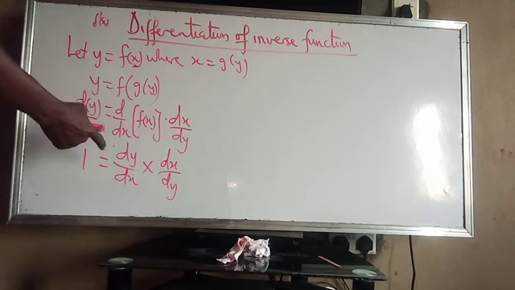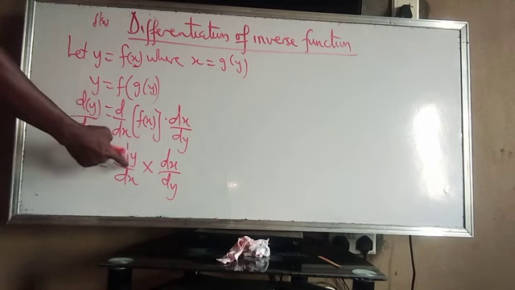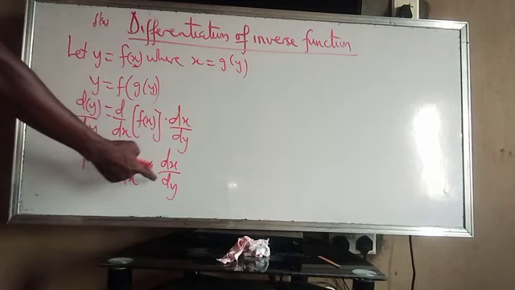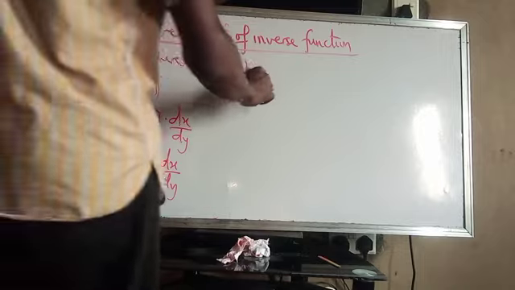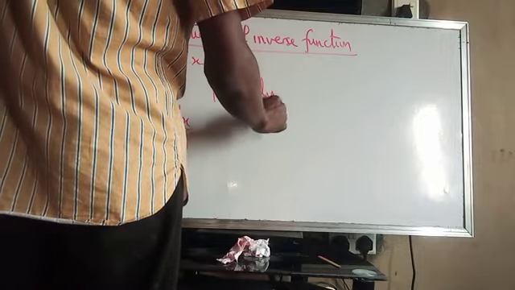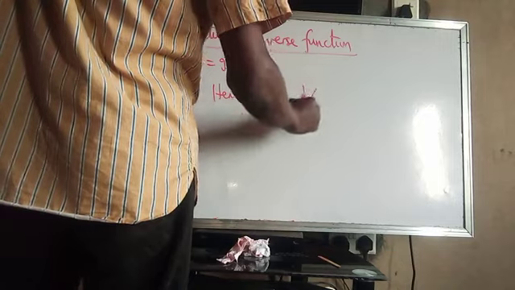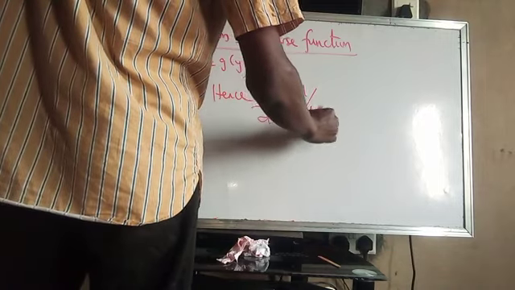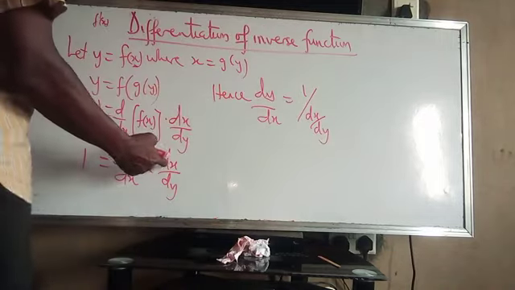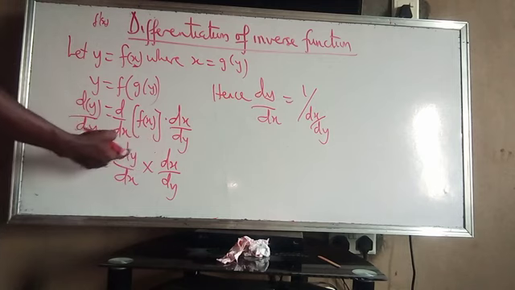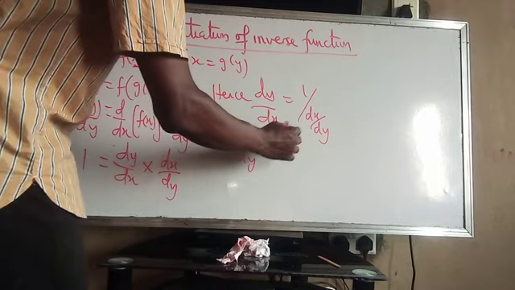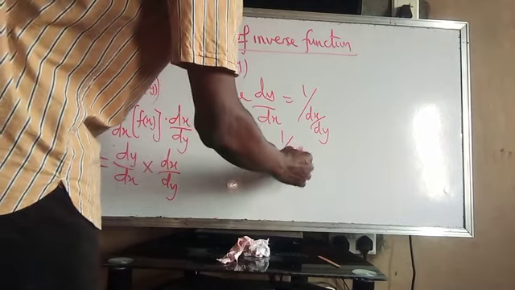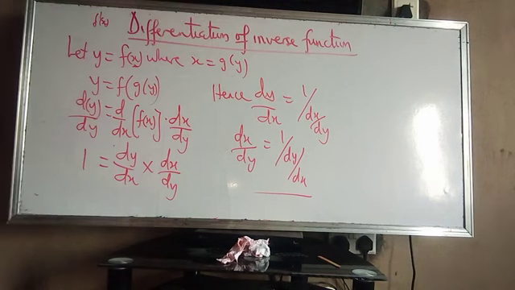If I have this, to get dy/dx here, I can just divide 1 by dx/dy. Hence, dy/dx will be 1 over dx/dy. So the same thing, if I want to get dx/dy, it will be 1 over dy/dx. So that is just the illustration.